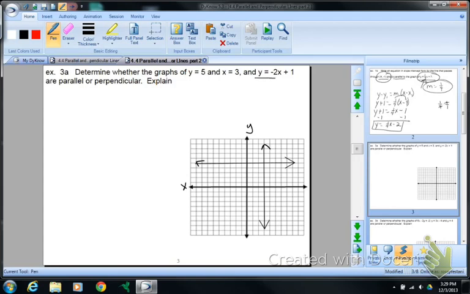Now to graph y equals negative 2x plus 1, the slope is negative 2/1, and your b is 1, which is the ordered pair 0, 1. So we're going to go down 2 to the right 1, down 2 to the right 1, or up 2 and backwards 1.